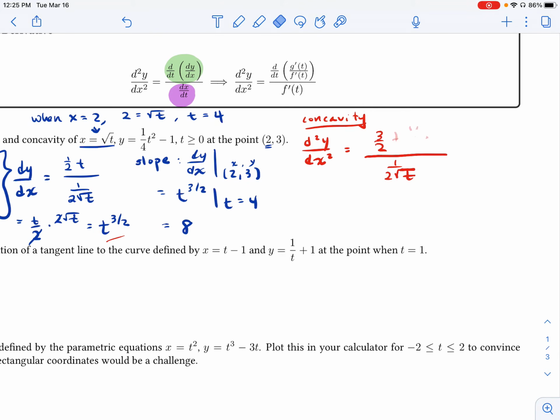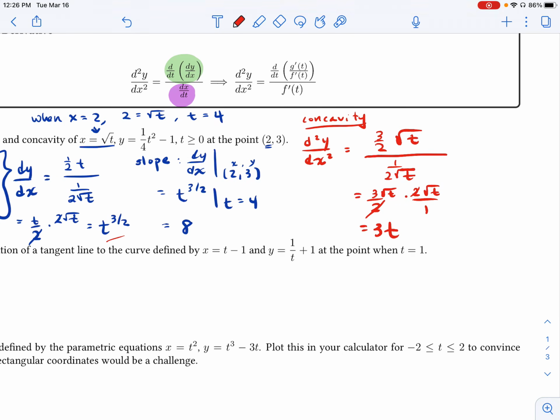And actually, let me just go ahead and leave that as root t here. So to clean this up, what do we have? We have 3/2 root t. When we divide something by a fraction, it's multiplying by the reciprocal, so 2 root t over 1. And that allows me to then say that's just going to be 3t.